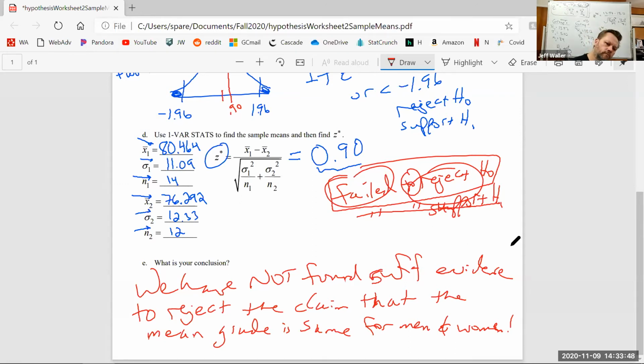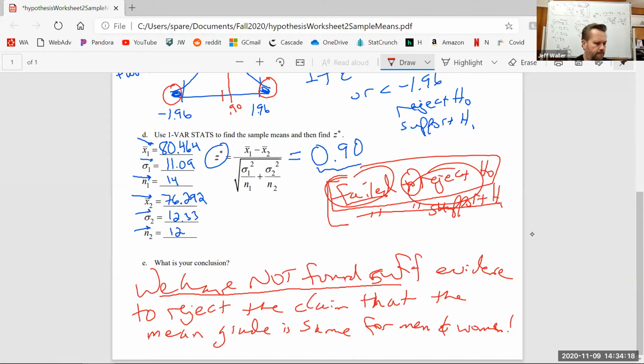So if we chose the statement of fail to support the claim, would we still use the phrase we have not found? Yeah, because we failed. Anytime you fail, no matter which one the claim was, it's going to start with we have not found. You only say we have found if you make it in the rejection region. Otherwise, we have not found.